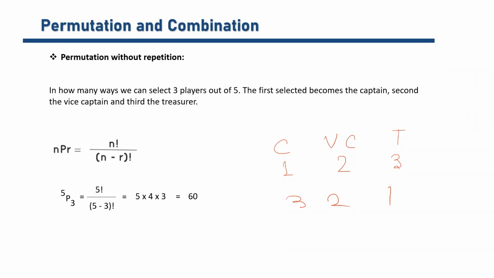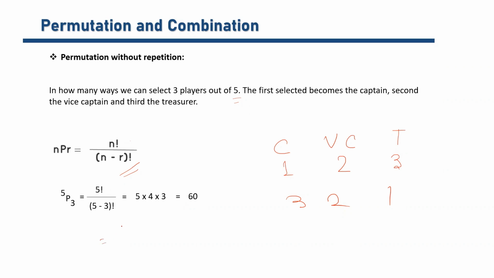The order here is important and it is without repetition. So in that scenario, you will have a formula nPr, which is n factorial by n minus r factorial. Don't need to memorize this, but you should have a basic concept of permutation and combination. Here n is the total number of selections and r is the number selected. So n is going to be 5, r is going to be 3. Just put it here. So you get 5 factorial by 5 minus 3 factorial, which is 2 factorial.